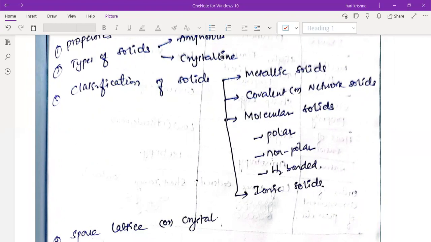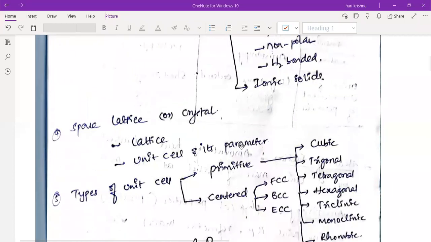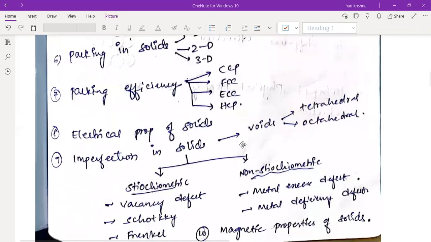So these are the different types of solids: metallic solids, covalent solids, molecular solids, polar, non-polar, hydrogen bonded, and ionic solids. And after this, we are going to study the space lattice and types of unit cells and the packing efficiency, electrical properties, imperfection in the solids.